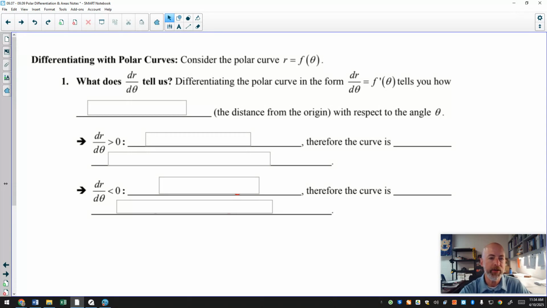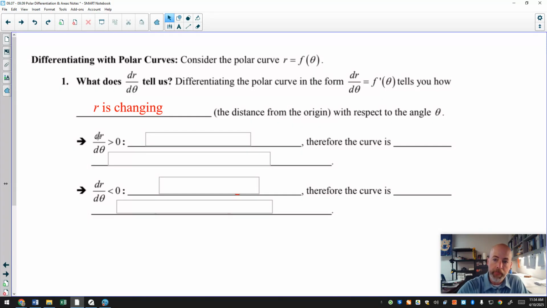So let's talk about derivatives. Now we're going to get into the calculus. What does dr d theta tell us? What dr d theta will tell you is how r is changing. Now that's a big earth-shattering statement there. Derivatives do tell you how things change, but more specifically, r is the distance from the origin or the pole.